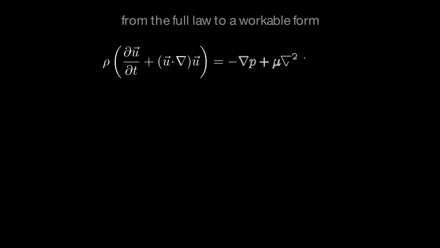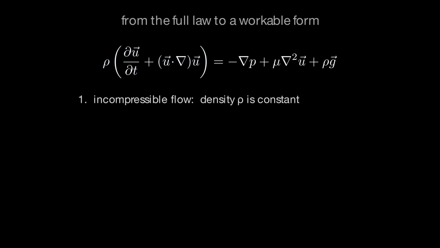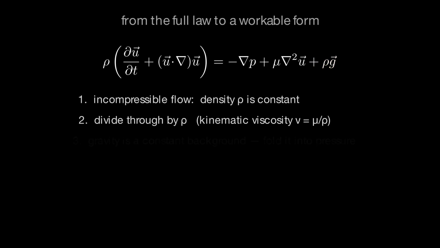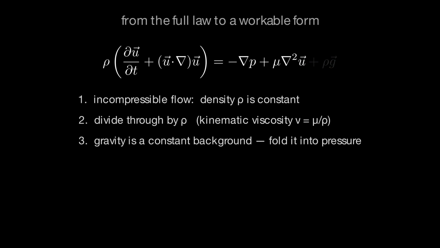In earlier videos, we built the full law of motion. Density times acceleration equals the pressure force, friction, and gravity. For most flows, we simplify it. First, assume the fluid is incompressible, so its density stays constant. Divide everything by density. Friction turns into the kinematic viscosity, nu, and gravity is just a constant background push. We absorb it into the pressure and set it aside. What's left is the form we'll actually solve.